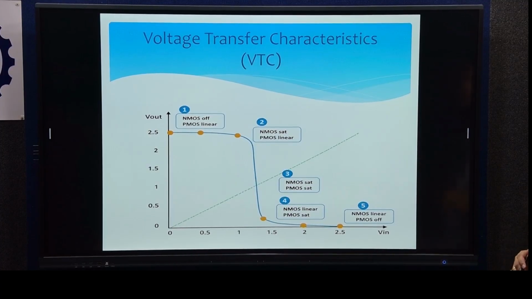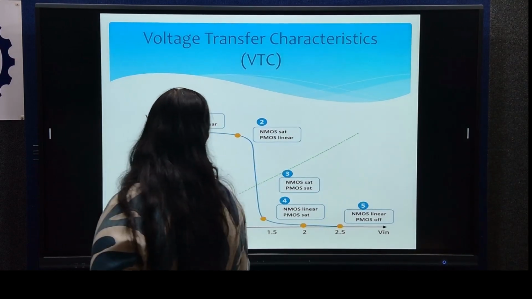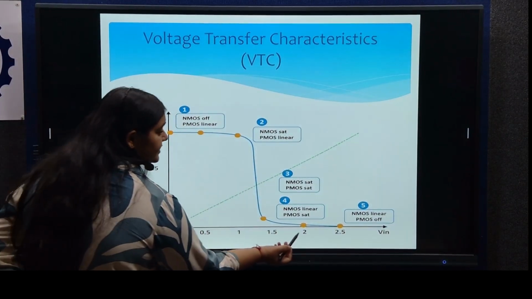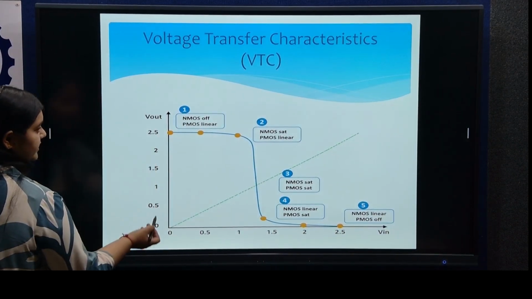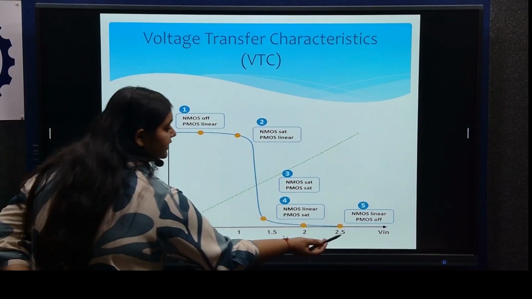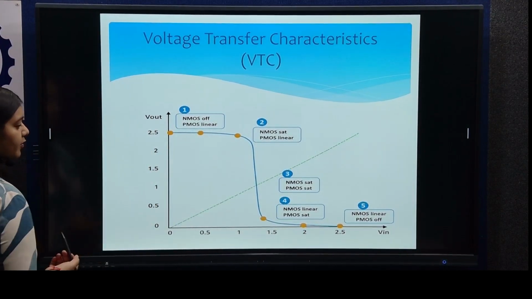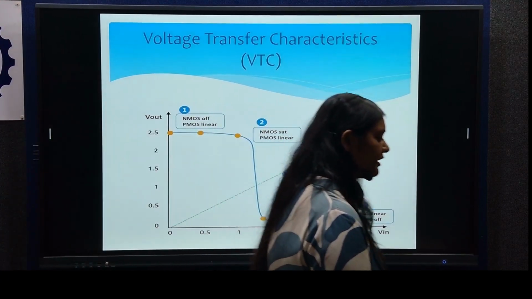Now this is the VTC, voltage transfer characteristics, of the CMOS inverter. Here on the x-axis, input voltage is given, and on the y-axis is the output voltage. What do input voltage and output voltage mean?